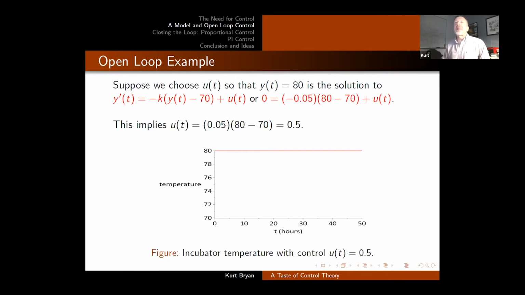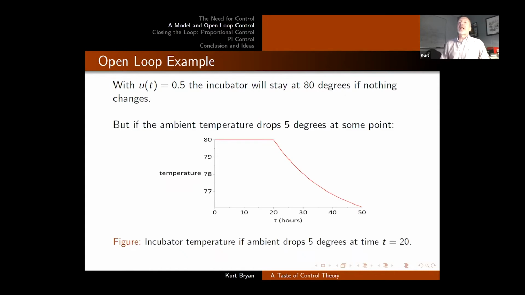But if something unforeseen happens, a disturbance, like somebody turns down the ambient temperature in the lab at time 20, here's what will happen. The control element runs along merrily at its predefined level. It does not recognize the ambient temperature has dropped, and this is what the temperature inside the incubator does. It slowly drops over time. This is where the lab temperature dropped 5 degrees at time t equals 20. Open loop control has its uses, but in this case, it would not be sufficient to control the incubator's temperature.